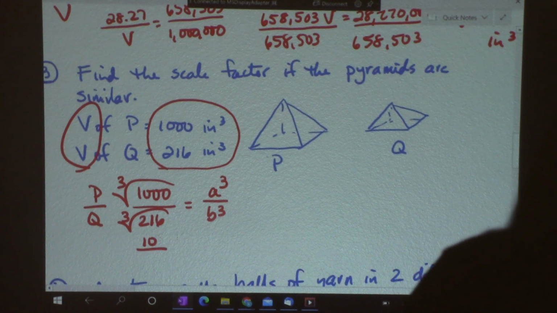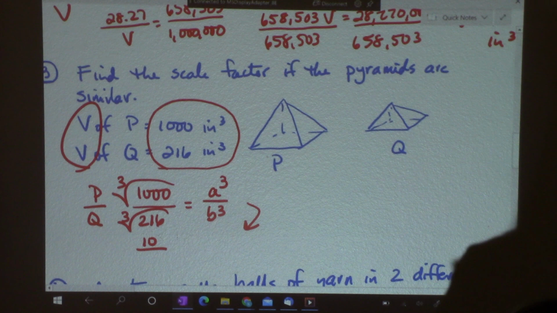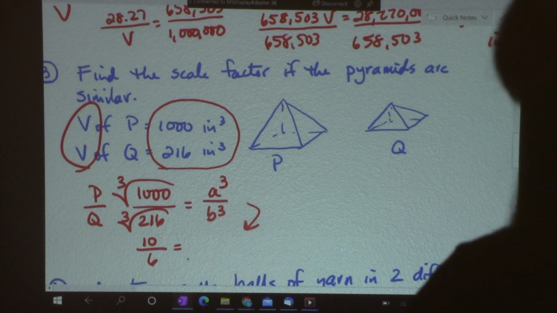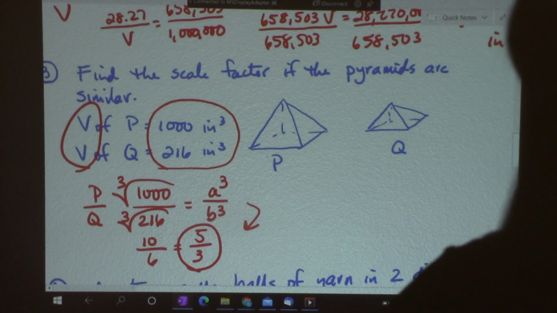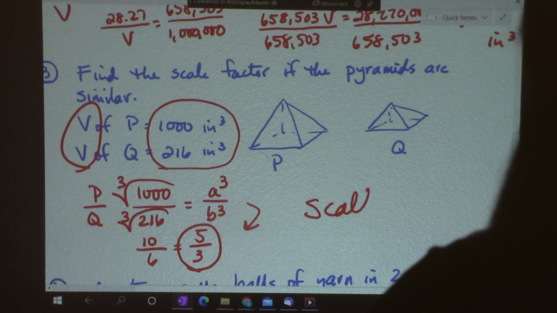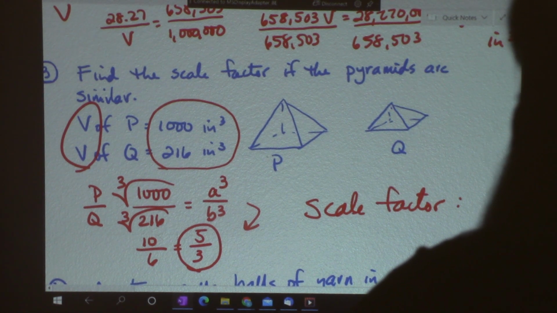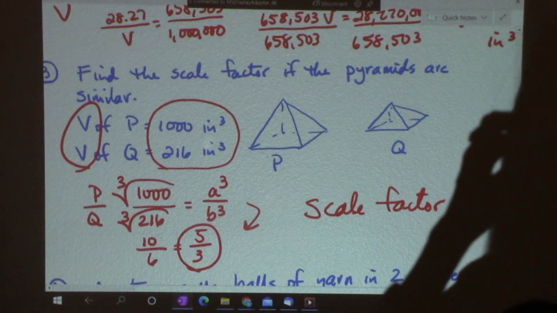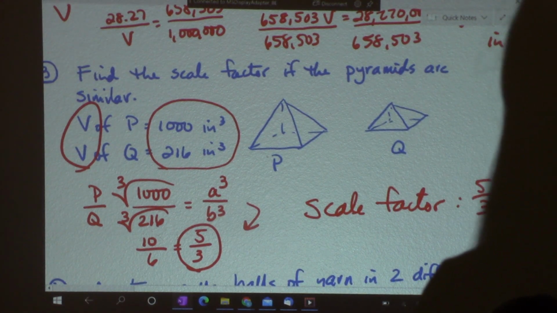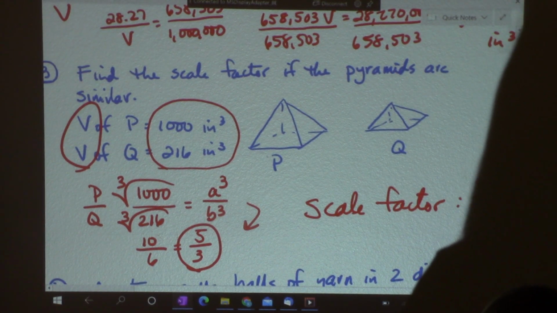So we get 10, and then what multiplied by itself 3 times is 216. So I put 216 in, take the cube root, and I get 6. So I can reduce that, and it's 5 over 3. So the scale factor, or the length ratio, is 5/3. Okay? All right, we have a couple more.